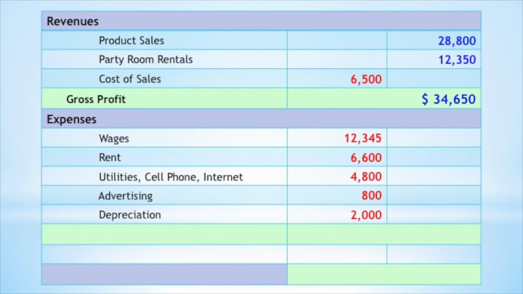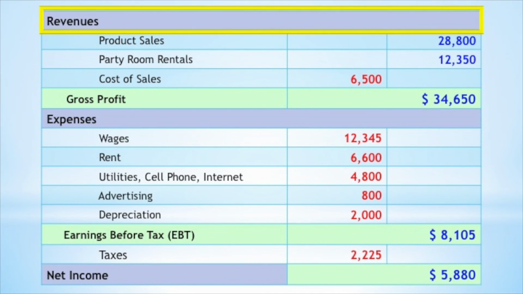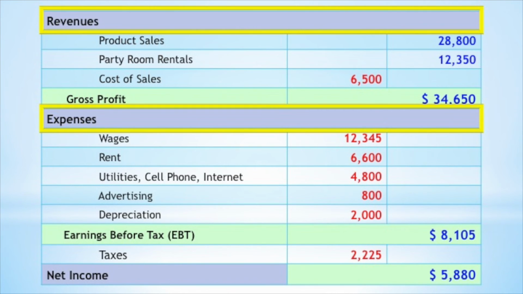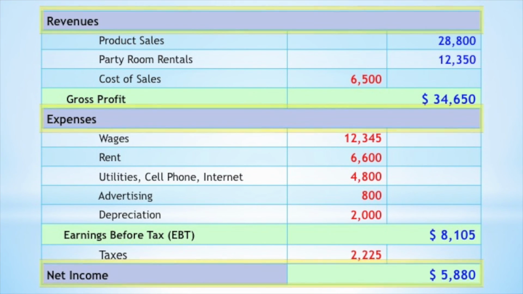At this point, we are able to calculate Jen's earnings before tax, or EBT. The next line represents the taxes that she must pay on her earnings. We are now ready for the third and final part of the income statement, the net income. Revenues minus expenses equals net income. This is an oversimplified example of an income statement, but it gives a good sense of the main parts of this valuable financial tool.